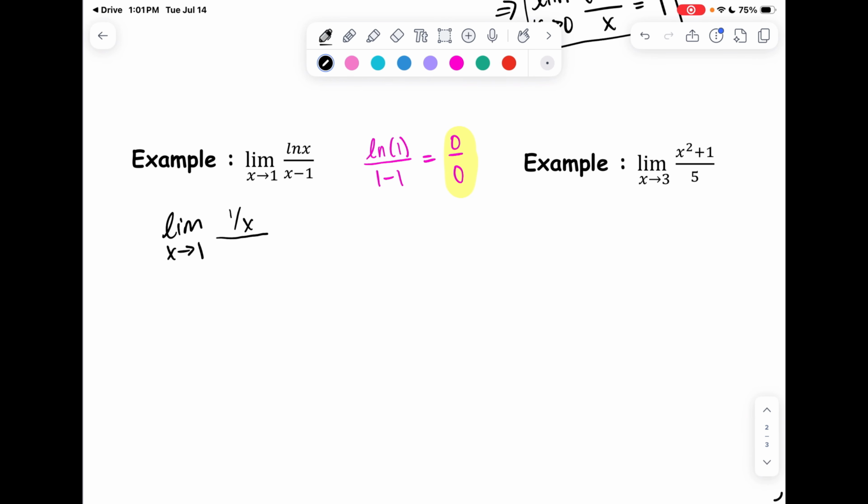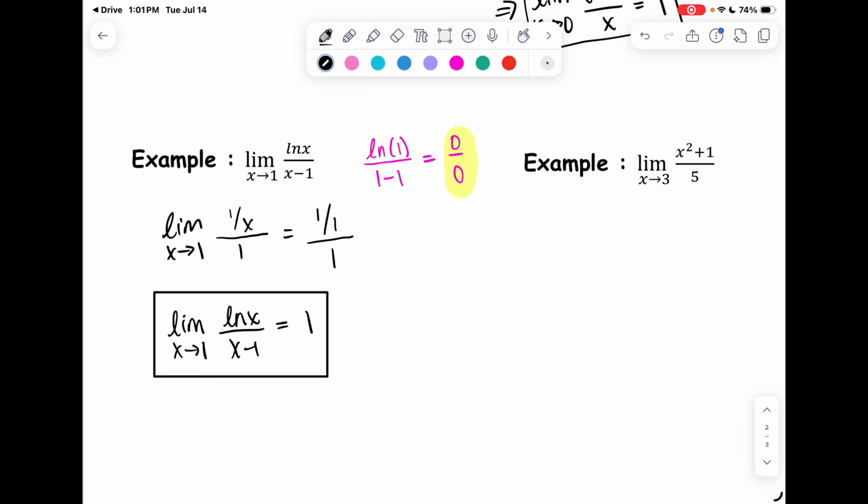And then the derivative of x is 1. The derivative of negative 1 would be 0. So in the denominator, we are just left with 1. Now we can directly substitute in that value of 1 again to actually evaluate the limit. So we would have 1 over 1 over 1, which simplifies to just 1. So that means our limit as x approaches 1 of the natural log of x over x minus 1 equals 1.